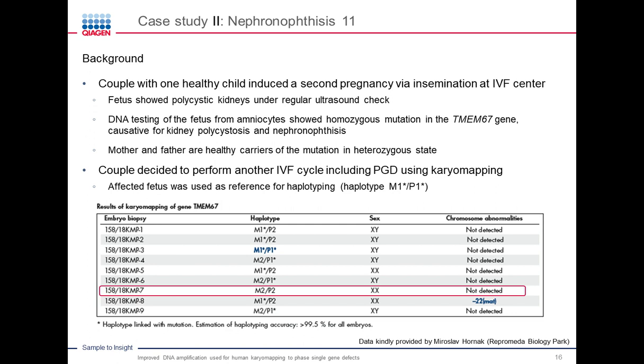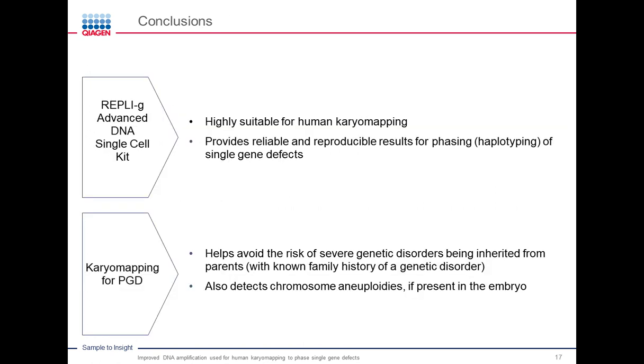And then when looking at other sorts of chromosomal abnormalities, there was 1 that was detected. So this allowed the couple to go through and to pick a good embryo for implantation that would not have the TMEM67 mutation, and they selected one that did not have a mutation in either of the alleles.